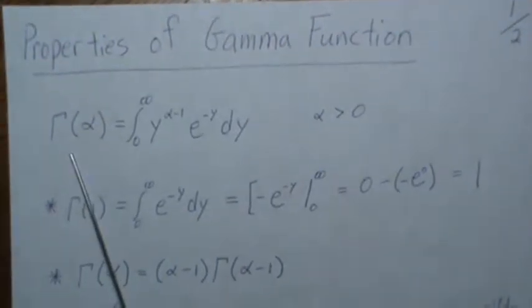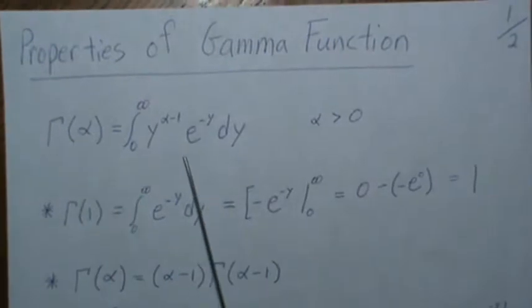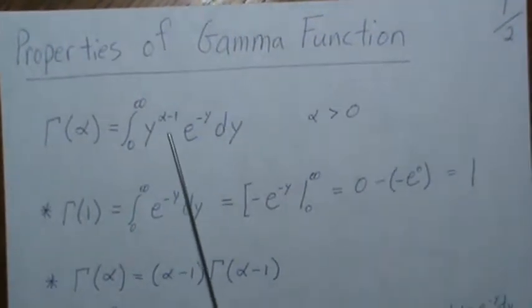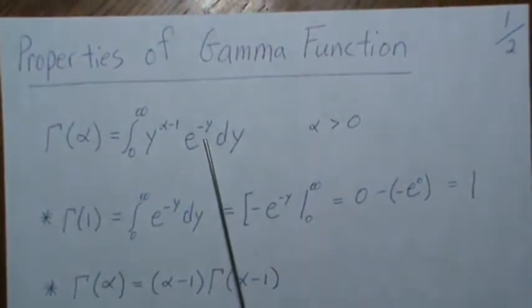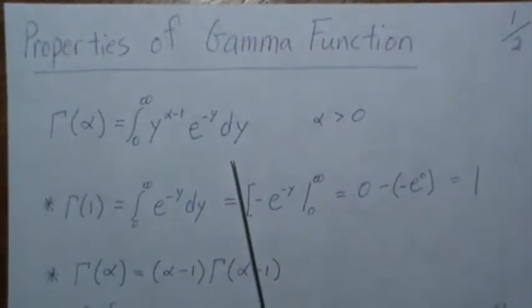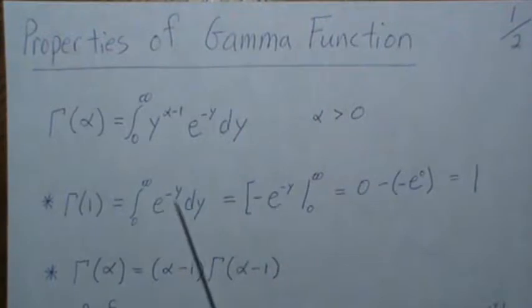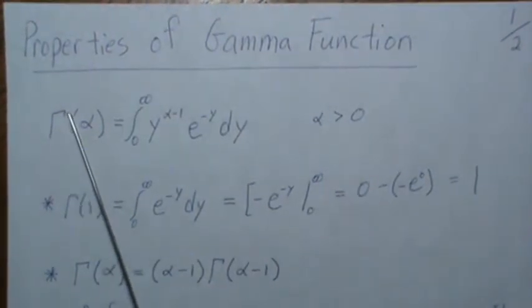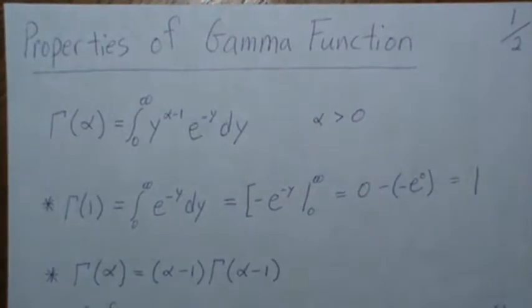Let's jump right in. So this is the definition of a gamma function. It's an integral from 0 to infinity of y to the alpha minus 1 e to the minus y dy, where alpha is a positive parameter, and it's represented by the capital letter gamma sub alpha.